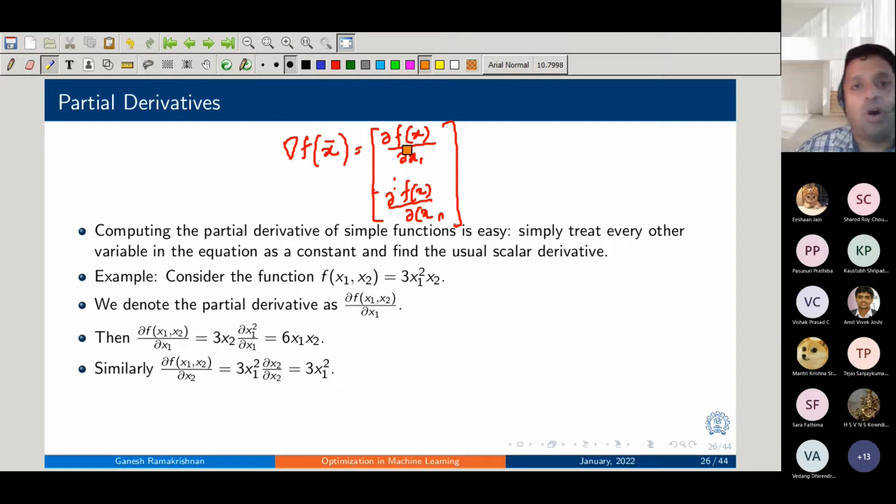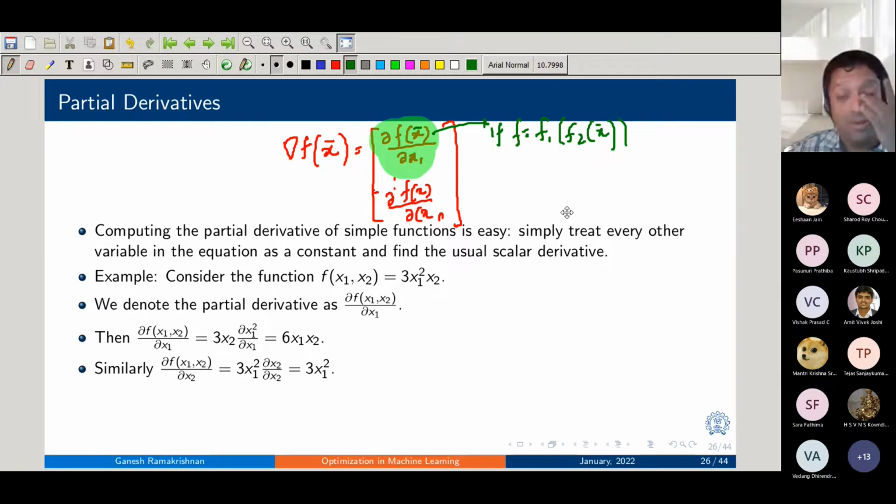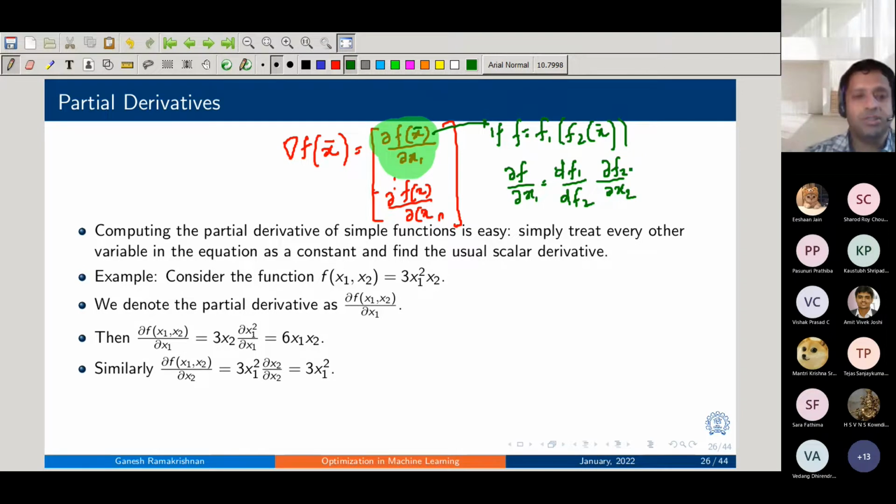And you can now do the same thing for all the rules that we talked about. You could apply them to each partial derivative. So for example, if f itself is f1 of f2 of x bar, then you could have a similar invocation of chain rule, but for every component. So the partial derivative of f with respect to x1 is the derivative of f1 with respect to f2, and then the partial derivative of f2 with respect to x1. So we have done this here. For example, if you have 3x1 square x2, then it's a composition. So I've applied the partial derivative for each component by using the basic rules of derivative.